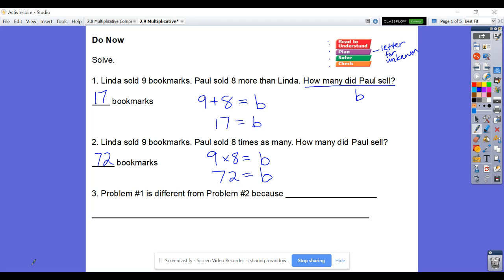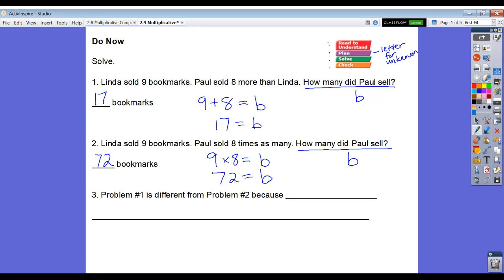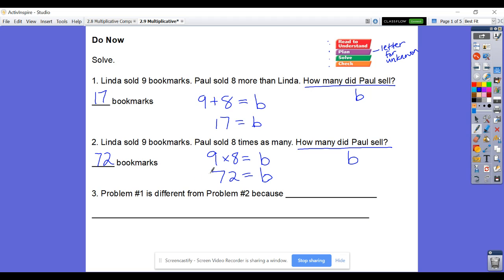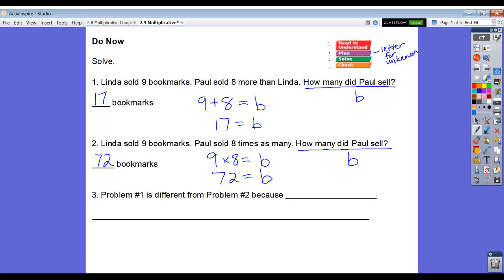Okay, let's read the next one. Similar, but if you're reading carefully, you'd notice they're not exactly the same. Linda sold 9 bookmarks. Paul sold 8 times as many. How many did Paul sell? So again, my unknown is how many bookmarks Paul sold, but this time I took Linda's 9 and multiplied times 8 to get 72 bookmarks. If you agree with me, give a woohoo. Awesome.